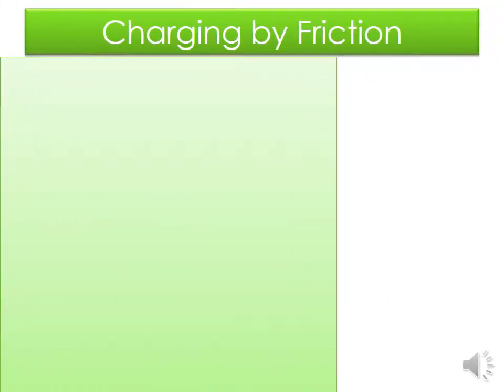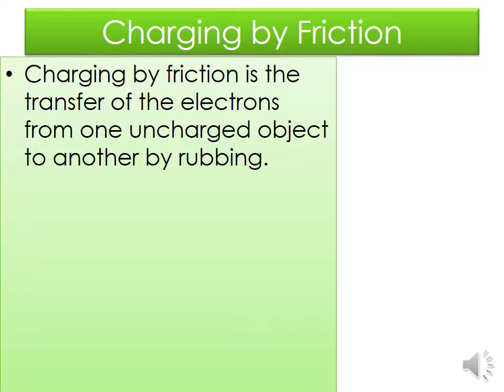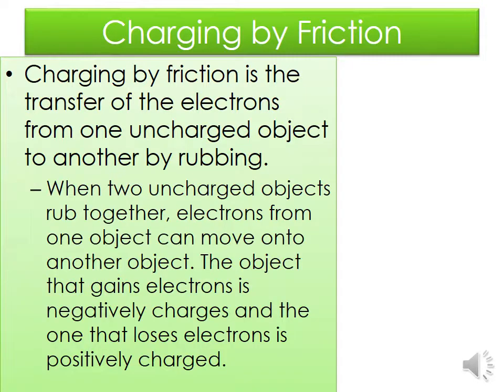All right, so charging by friction. Charging by friction is the transfer of electrons from one uncharged object to another by rubbing. So please keep in mind the term rubbing. Think about if you're walking on carpet and your feet are rubbing on the carpet. That is charging by friction. When two uncharged objects rub together, electrons from one object can move onto another object. The object that gains electrons is then negatively charged, and the one that loses the electrons is positively charged.